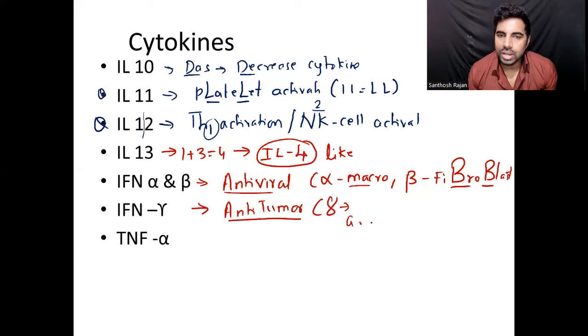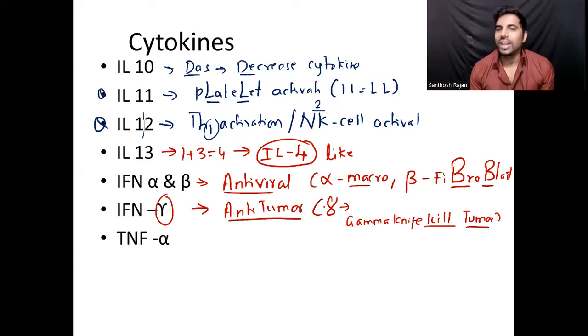knife. Gamma knife surgery kills the tumor. Gamma knife kills the tumor. Okay, gamma came, kill; tumor came, kill. Gamma knife surgery is a special surgery to kill the tumor. They remove the tumor with this gamma knife. So alpha, so gamma. So gamma will be what?